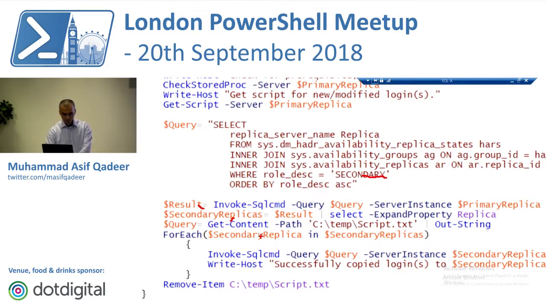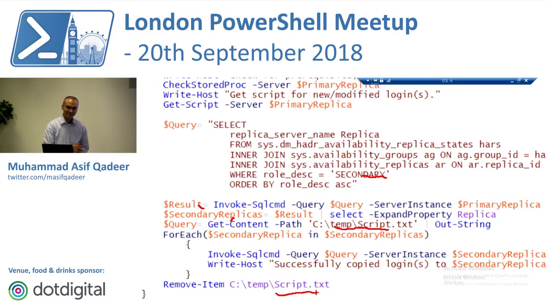And then I'm looping through all these replicas. What I'm doing is passing that query, which is coming from this script.txt file which we have created on the C drive. It is putting it as a string in this query variable, and then I'm passing that query on all the secondary replicas. So it is going there and creating all the logins one by one. And at the end, it just deletes that script.txt file from the location.